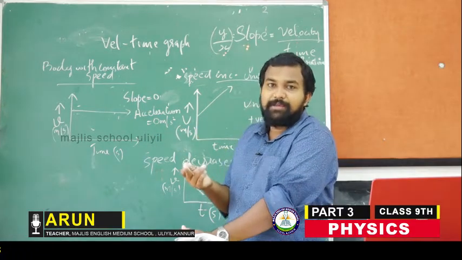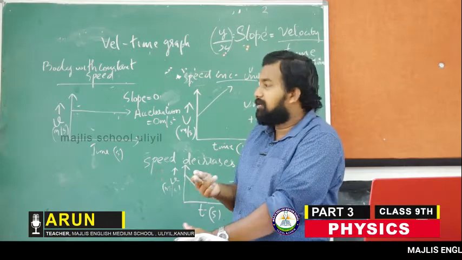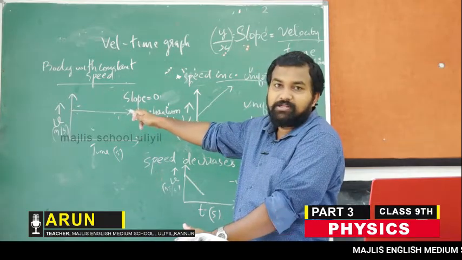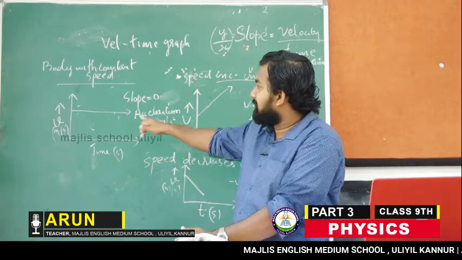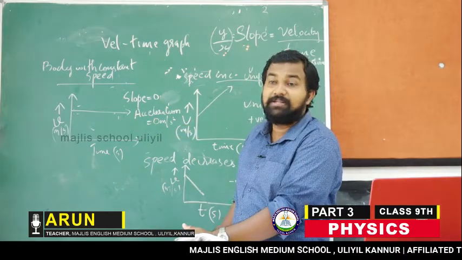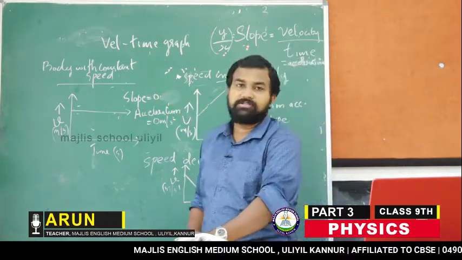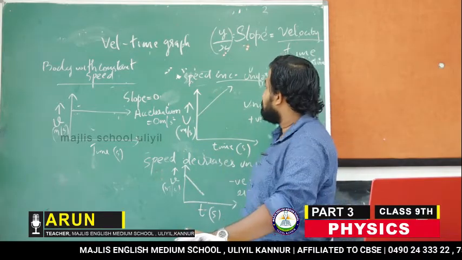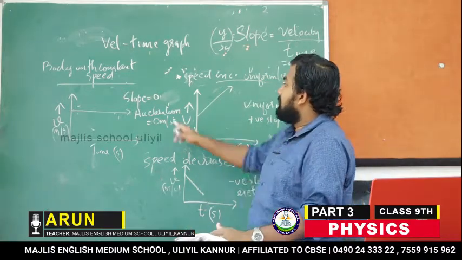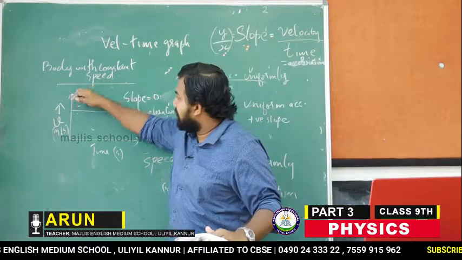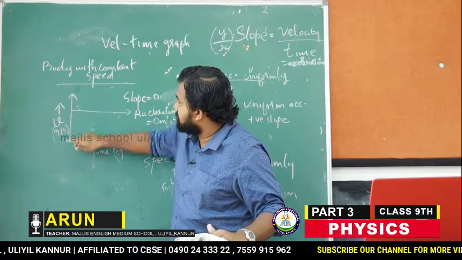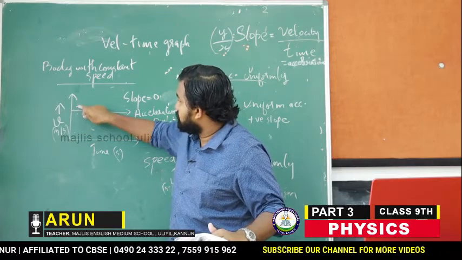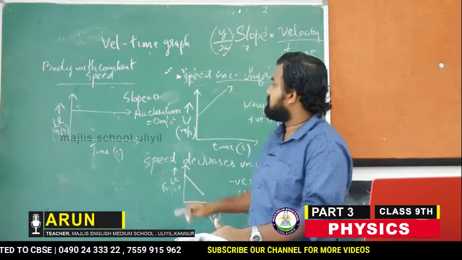In the position-time graph, what was the parallel graph representing? It was representing the body at rest. Here the graph parallel to the x-axis will be representing the body moving with constant speed. Clear? Okay. So here the slope is 0. It is not inclined. It's not making any angle with the x-axis. So it is parallel, so the slope is 0.